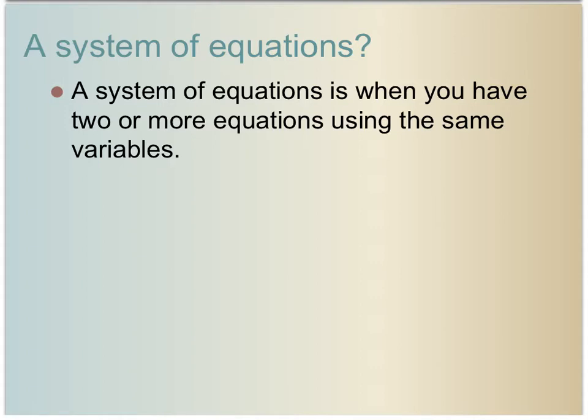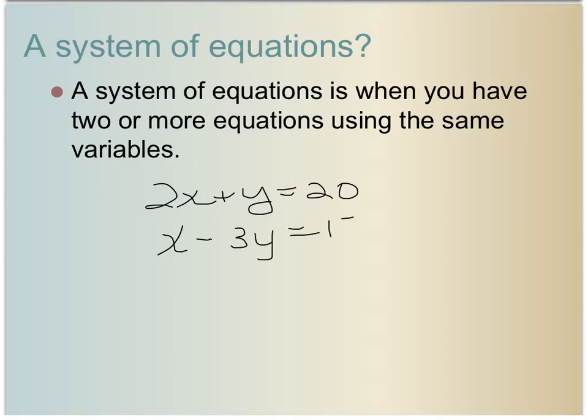For example, let's say you're using 2x plus y equals 20 and x minus 3y equals 15. This would be considered a system of equations because we are using two variables that are the same. We're using both x and y. I can have more equations to make up a system of equations, but generally it is only two equations, maybe three or four.